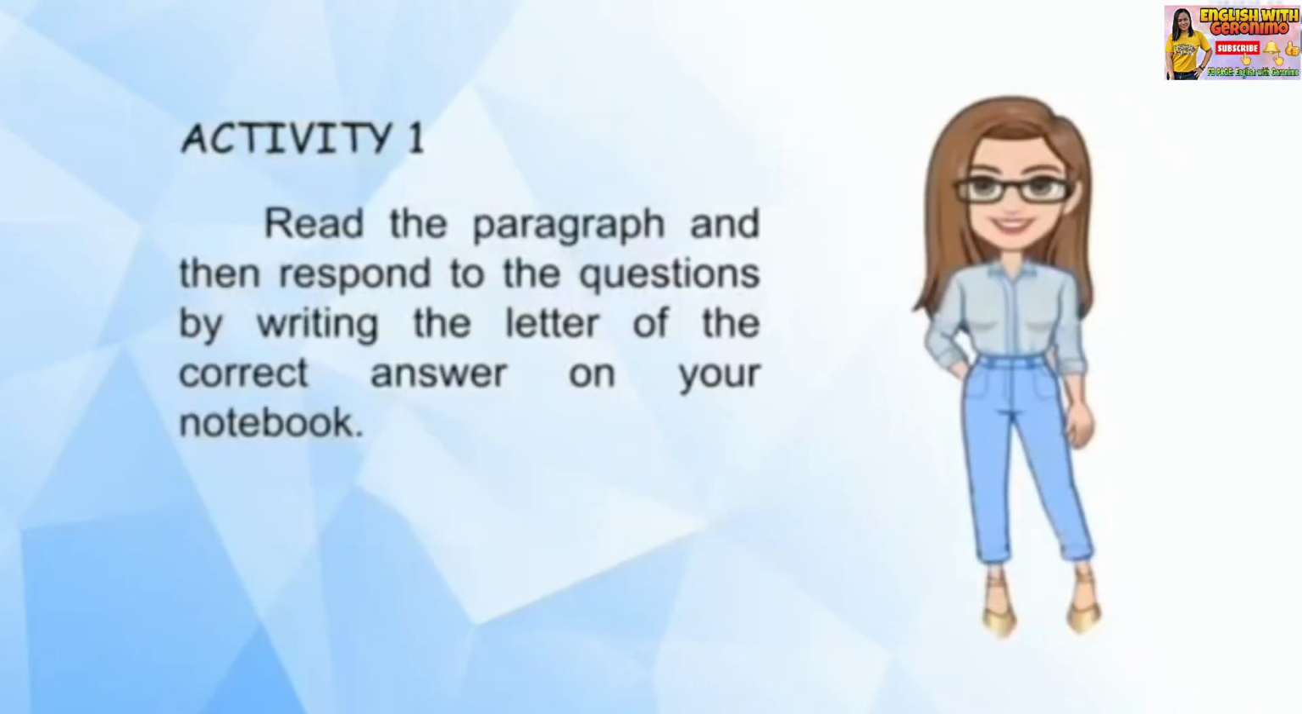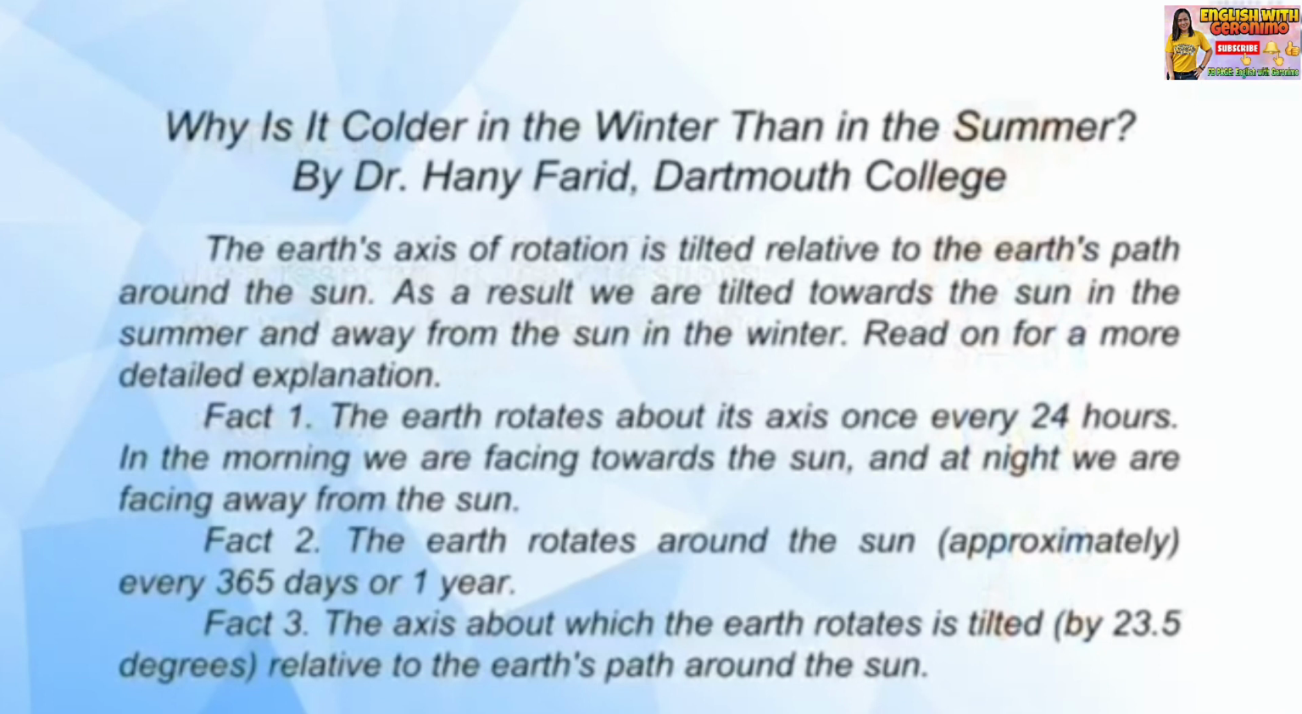Activity number 1. Read the paragraph and then respond to the questions by writing the letter of the correct answer on your notebook. Why is it colder in the winter than in the summer? By Dr. Hany Farid, Dartmouth College. The Earth's axis of rotation is tilted relative to the Earth's path around the Sun. As a result, we are tilted towards the Sun in the summer and away from the Sun in the winter. Read on for a more detailed explanation.